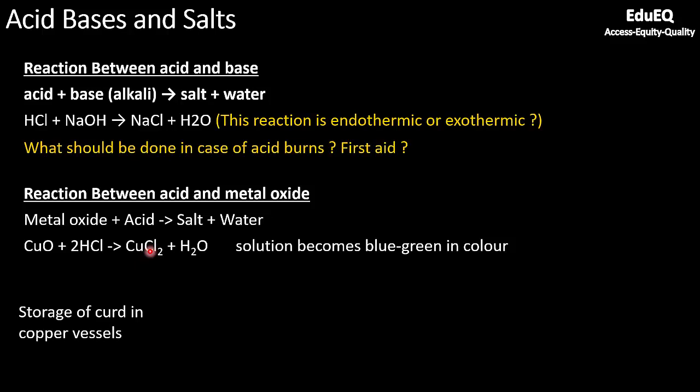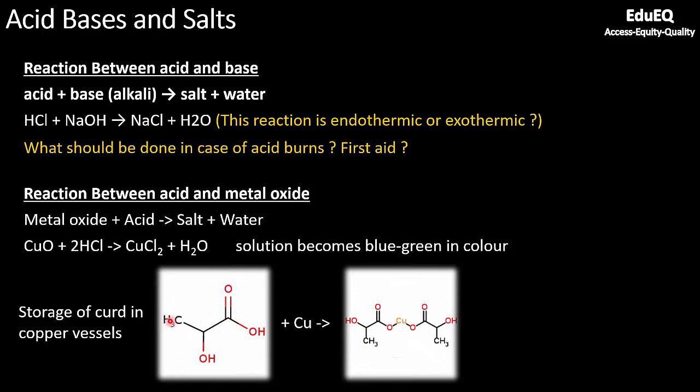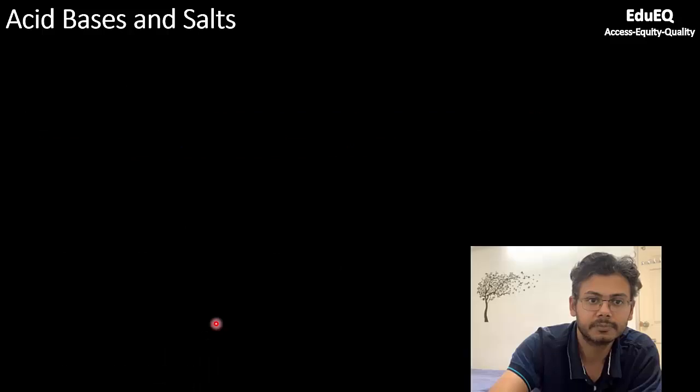Another practical implication of the reaction of metals or metal oxides with acids is the storage of curd in a copper vessel. Your mothers would have advised you never to store curd in a copper vessel. What is the reason for this? If you see this reaction, curd has lactic acid. This is the carboxylic group, C double bond O connected to OH, and the copper reacts with this acid to form this compound. Now this compound is not good for health. It's a poisonous compound. As soon as you put curd in it, this reaction will not happen immediately, but slowly over time, this compound will start forming and the curd will go bad.